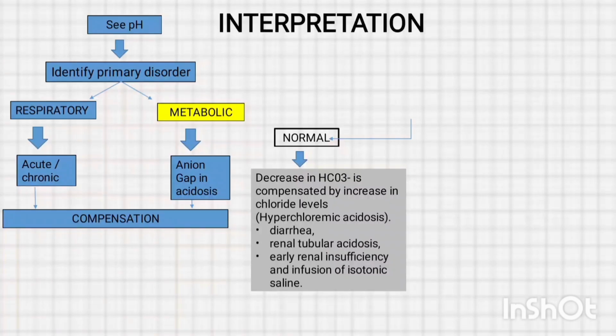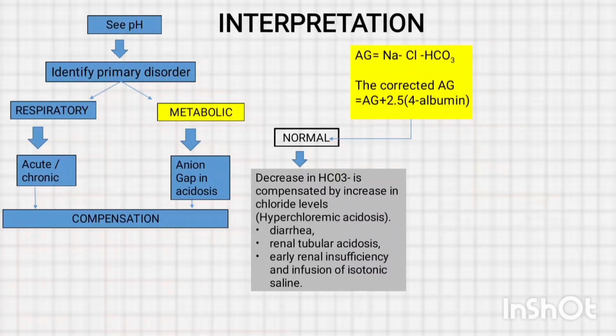Next, coming to the metabolic disorders. Metabolic disorders, first we have seen if it is acidosis or alkalosis. Now if I am telling you it is acidosis, then we will see anion gap. Anion gap, by definition, it is the difference between unmeasured anions and cations. So how do we do it? What is the formula? How do we know how much it is? That is nothing but sodium minus chloride plus bicarbonate. This you can write, or sodium minus chloride minus bicarbonate.